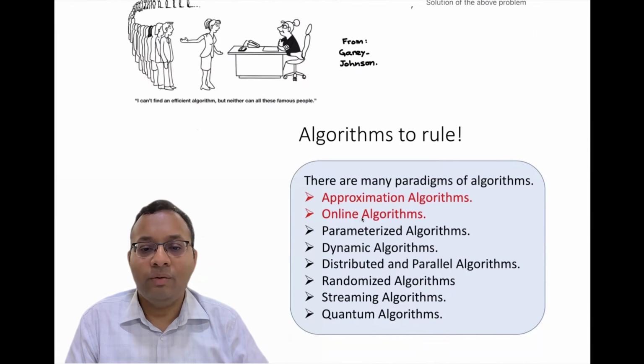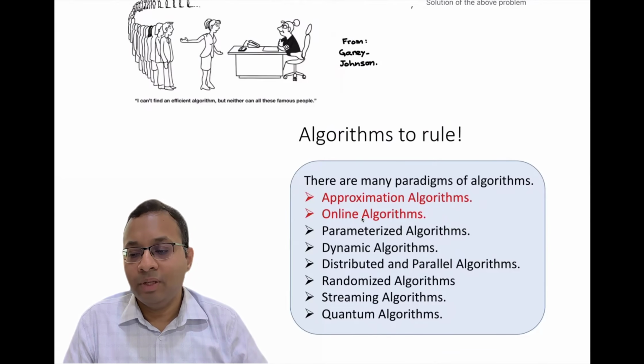And then we are fine with approximation algorithms. In some cases, we don't know the future data. Think of Uber cab allocation. I don't know where the future request will come from, but I still have to take a decision on which cab to assign to a rider. That's online algorithms.